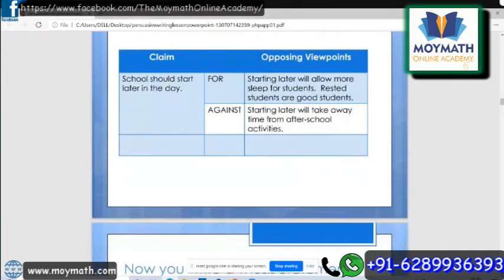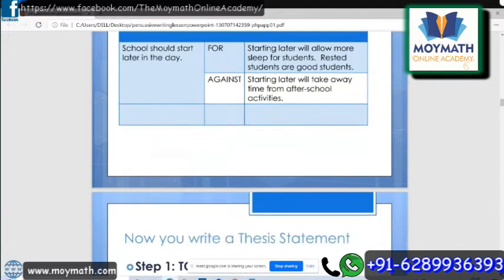Example is given here. School should start later in the day. That is a claim. The four, you see, starting later will allow more sleep for students, as you said. Rested students are good students. Okay. And against this, starting later will take away time from after school activities. Okay, so you have the opposing viewpoints here.